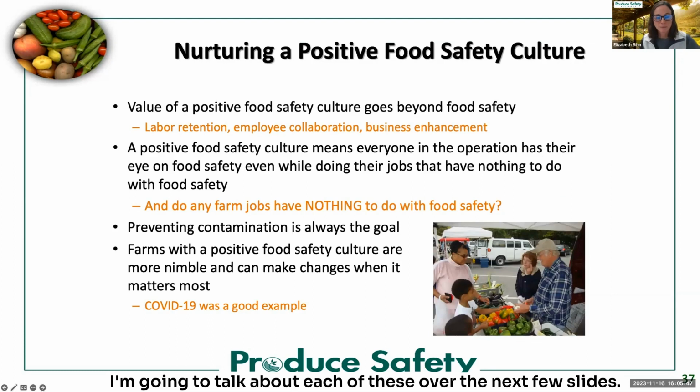When we talk about nurturing a positive food safety culture, it really does go beyond food safety. And it comes up in things like labor retention, employee collaboration, business enhancement.